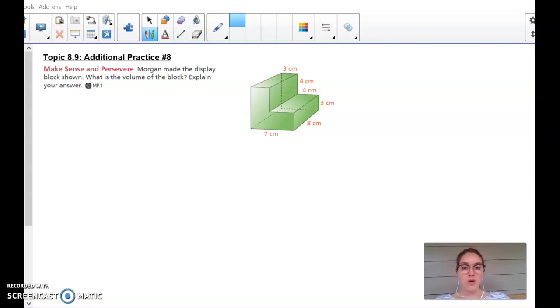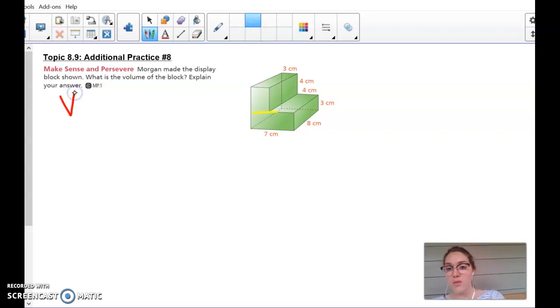entire thing. So it looks like it is made up of two rectangular prisms that I'm going to divide it into so that we can find the volume of each rectangular prism and then add those volumes together. So I'm going to divide it right here. Some people might actually divide it here too. Both of those are correct. It just depends on which way you want to do it. So I'm going to divide it there. So now I have two rectangular prisms.